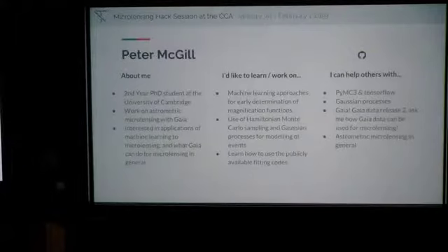Hi, I'm Peter McGill. I'm a second year student at the University of Cambridge. I've mainly worked on astrometric microlensing with Gaia, predicting future events using Gaia's astrometric solution. I'm interested in machine learning applied to microlensing and generally what Gaia can do. The Gaia data is amazing, and I'm incredibly excited about it, and I think everybody else should be. If you have any questions about Gaia, specifically Gaia Data Release 2, I know a lot about the data and how it can help with microlensing.